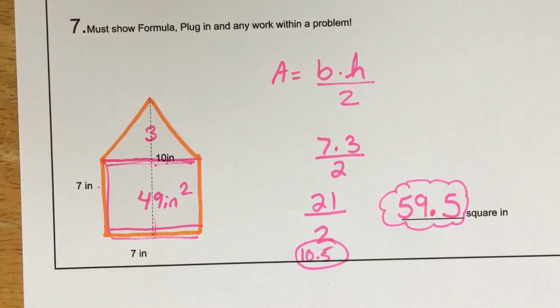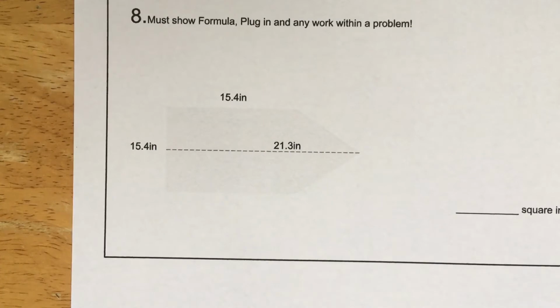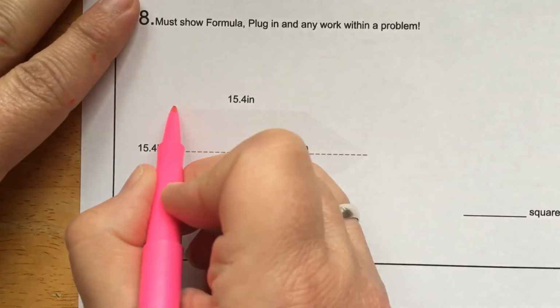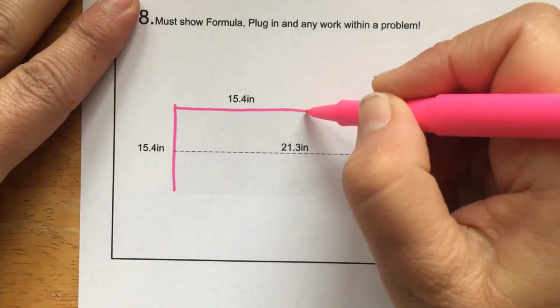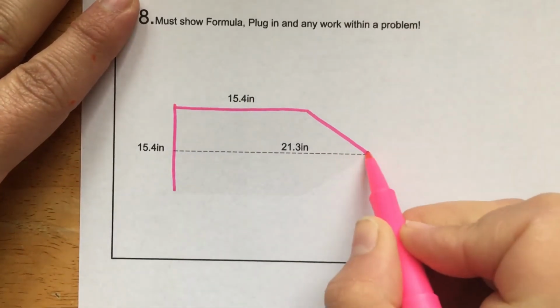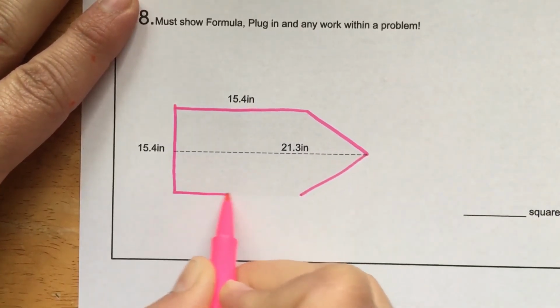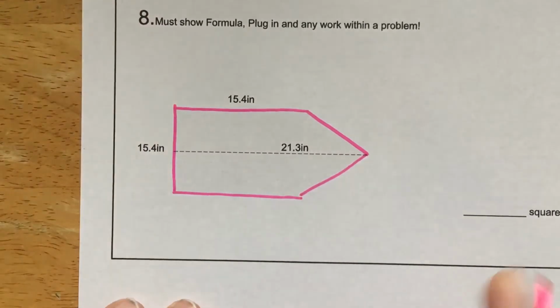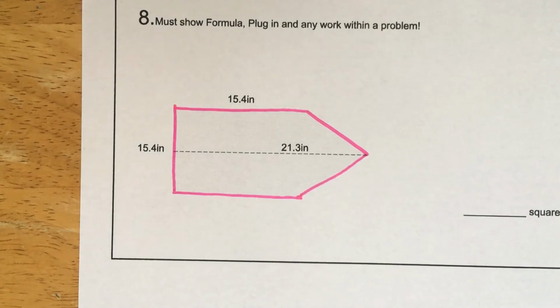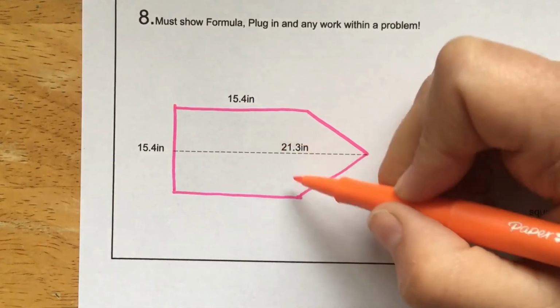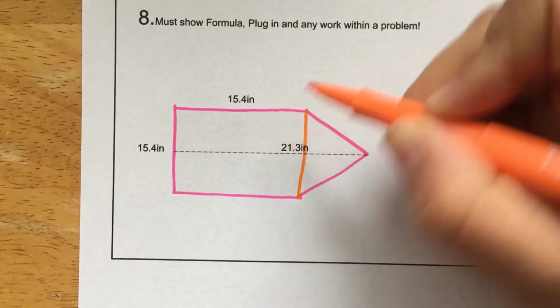Okay. Last but not least is another one that's kind of similar. Again, I'm going to make it so you can see a little bit better here. It didn't print out as dark as I wanted it to. Okay, so again, you could solve this in different ways. I'm going to solve it the easiest way I know how. I'm going to solve this as a rectangle and a triangle.